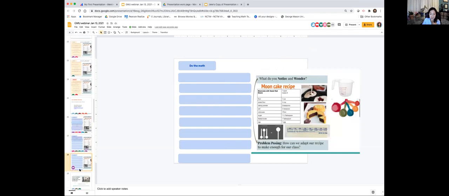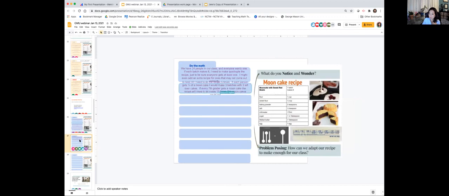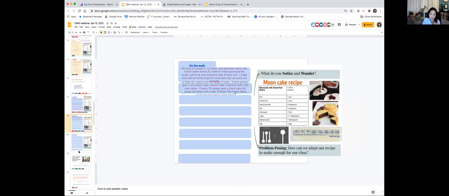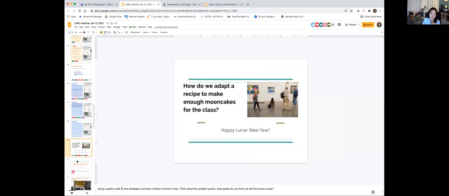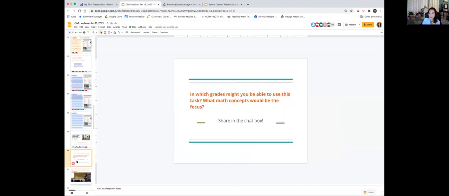But a lot of you were thinking about how important it was to think about the people that you wanted to serve and how that would impact this recipe. So we're going to move on to slide 29, and we're going to be thinking about the problem that was posed in this classroom. On slide 29, the question was, how do we adapt a recipe to make enough mooncakes for the class? And I'm going to move us into slide 30.